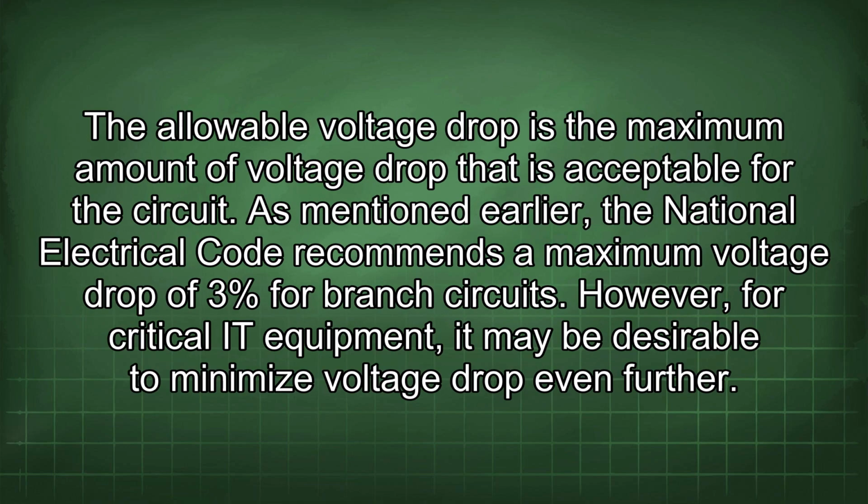The allowable voltage drop is the maximum amount of voltage drop that is acceptable for the circuit. As mentioned earlier, the National Electrical Code recommends a maximum voltage drop of 3% for branch circuits. However, for critical IT equipment, it may be desirable to minimize voltage drop even further.